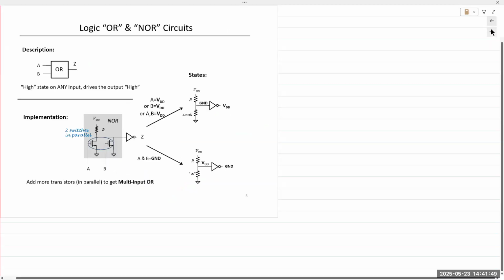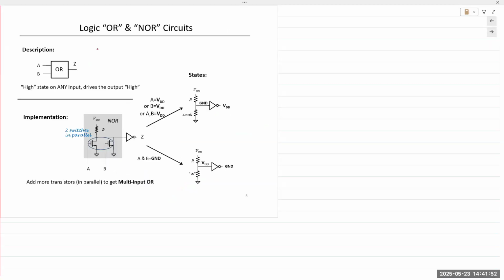All right, next up is logic OR and logic NOR. OR gate is A plus B. Logical OR is mathematical sum or addition. In this case, we require two MOSFETs. We connect them in parallel. The gates are not connected. The drain and the source are connected together. Hence, we consider them to be in parallel.